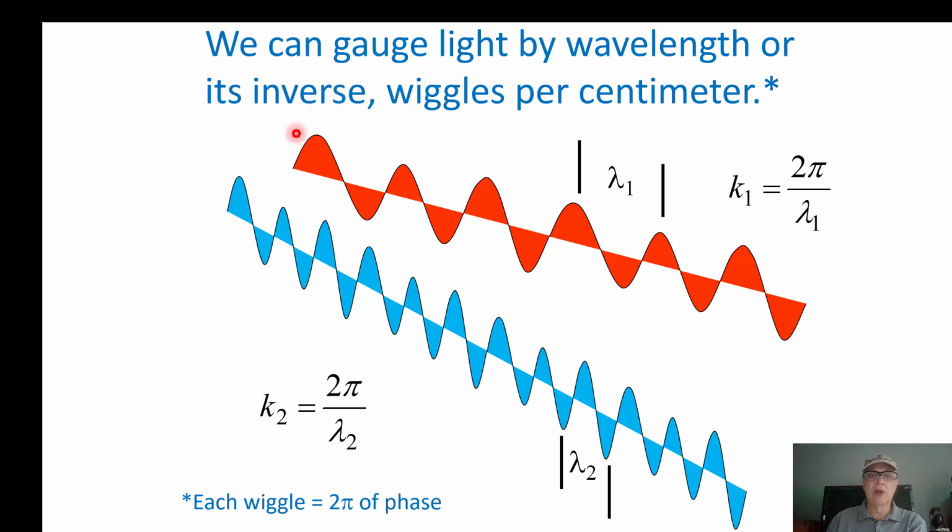And what we say is instead of wavelength of the light, we often talk in terms of spatial frequency of the light. So we define a kind of a spatial frequency for each color. And higher spatial frequencies correspond to shorter wavelengths. Okay, so each wiggle corresponds to 2 pi radians of the light. And so anyway, the blue light has a higher spatial frequency or more wiggles per centimeter.